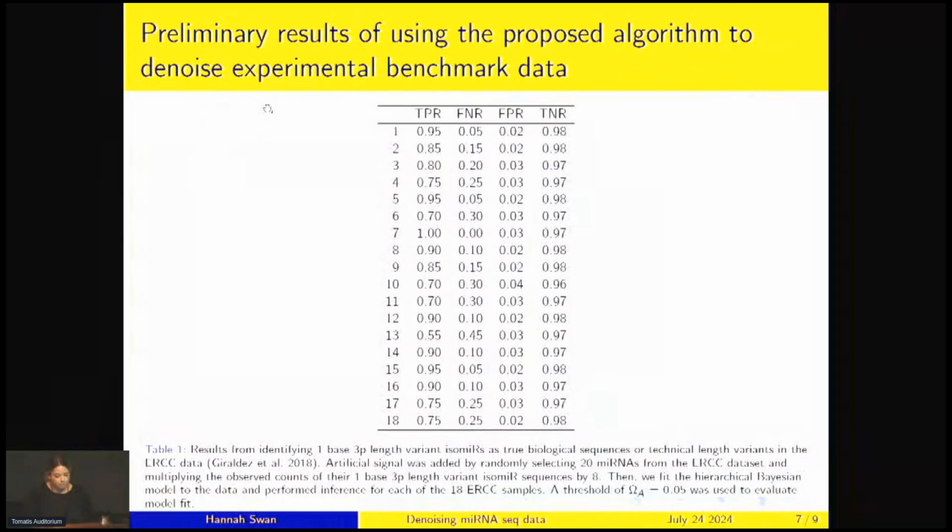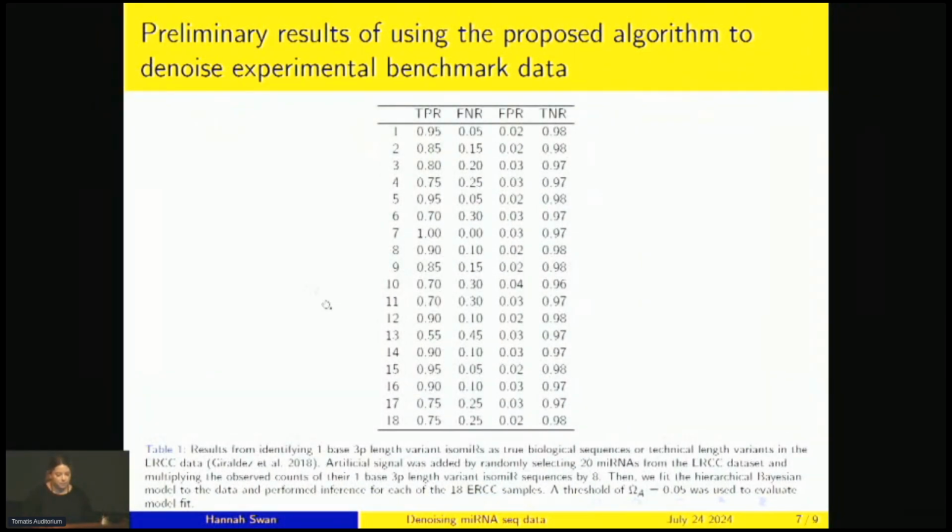And so I have some preliminary results of this proposed algorithm that we used to denoise experimental benchmark data that we have. This is from the ERCC data, which is from the Extracellular RNA Communication Consortium. And the idea here is that it's all synthetic microRNA data, so we have no signal. And so we can use that to get an idea of our false positive rate, but also artificially add signal and make sure the method is working as we would expect.